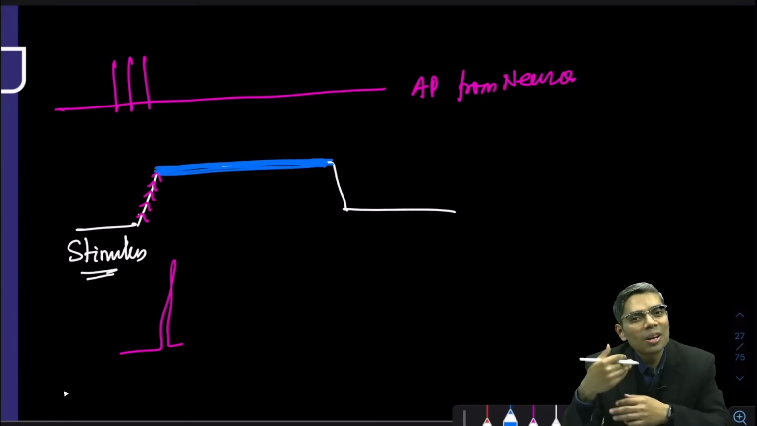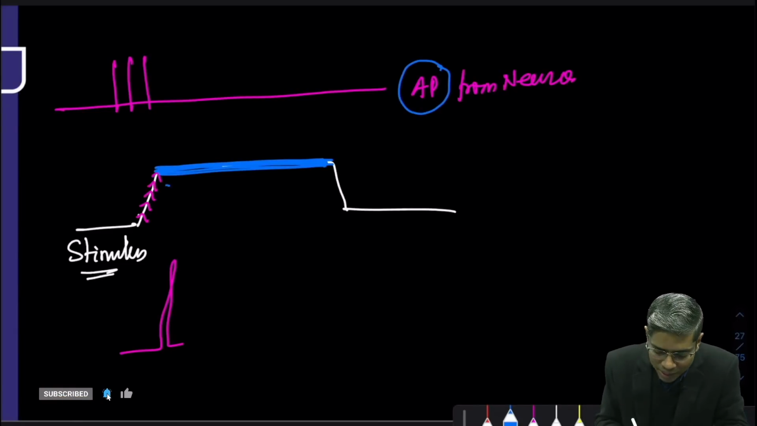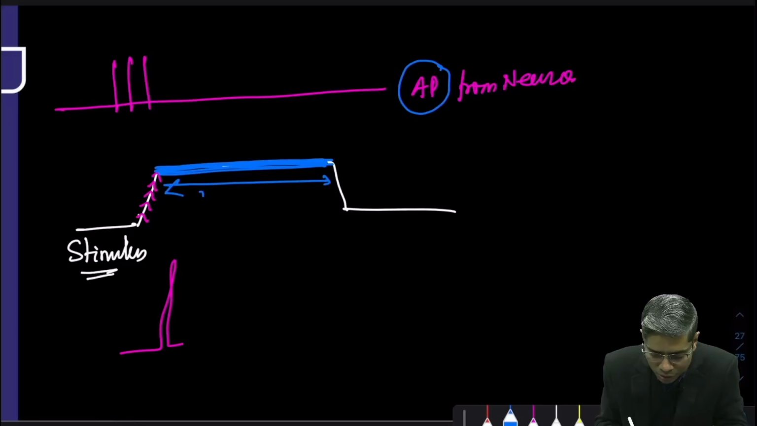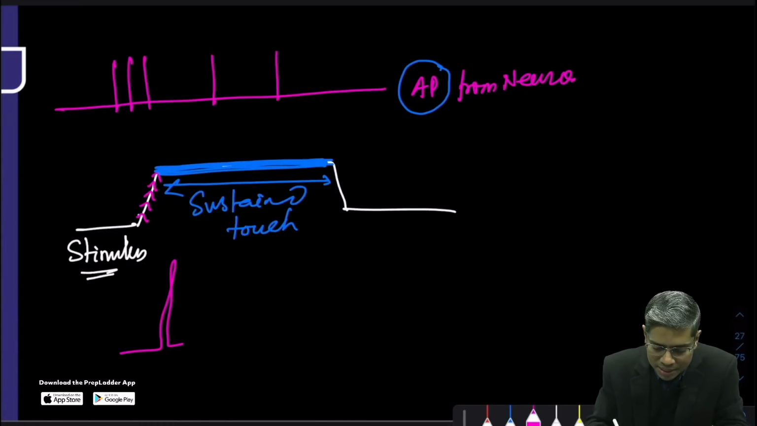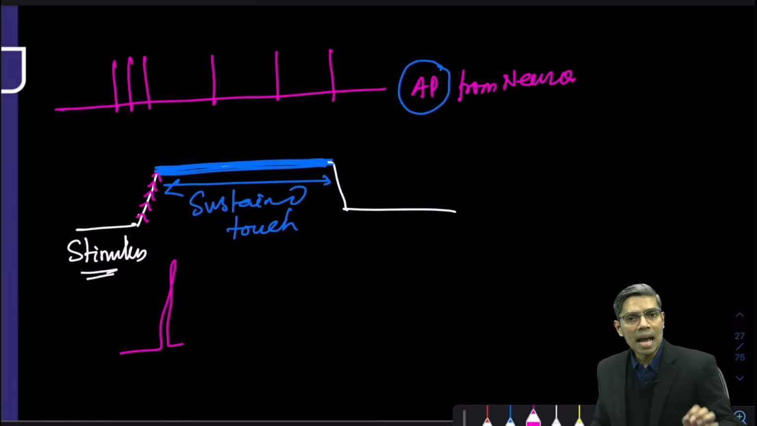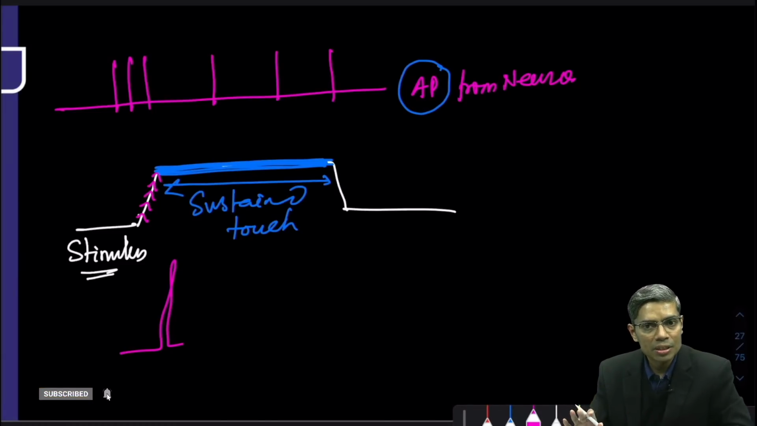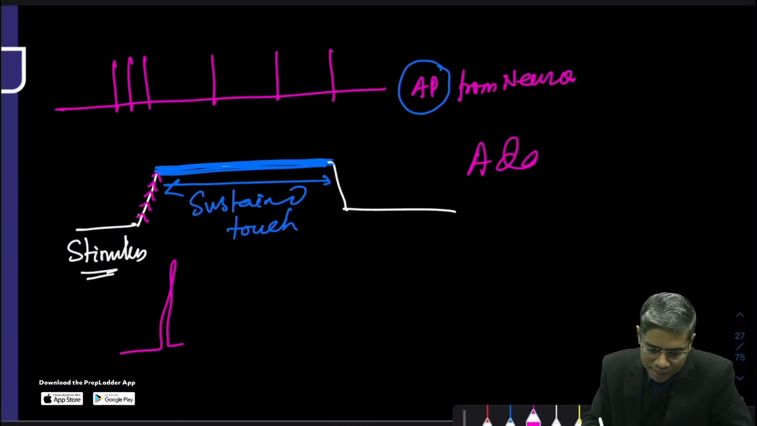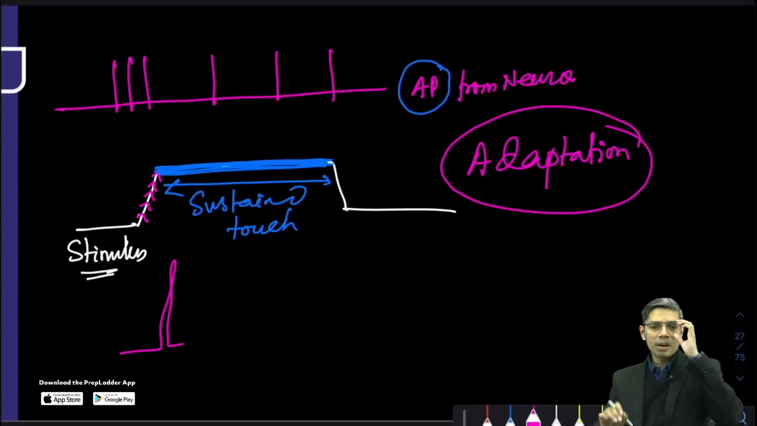And why is the brain not perceiving the touch? Because the brain can understand only the action potential. If I hold the stimulus for a long duration, this is a sustained touch for a long duration, what will happen? The action potential will disappear gradually. And whenever the action potentials are disappearing gradually, then you are not going to perceive the sensation. This is the typical understanding of which phenomenon? Adaptation phenomenon. Getting my point? This is the typical example of the adaptation phenomenon.